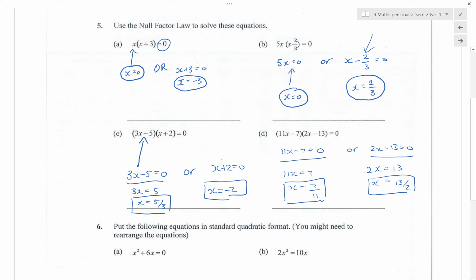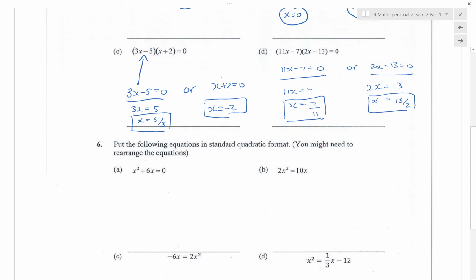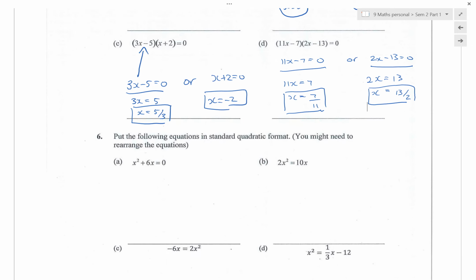Are you ever going to get 3 solutions for this? No, because it's a quadratic and there's only ever 2 solutions. We'll go into occasions where there's 1, but not yet. No more than 2. Absolutely. Now, these ones, it says here, into standard format.